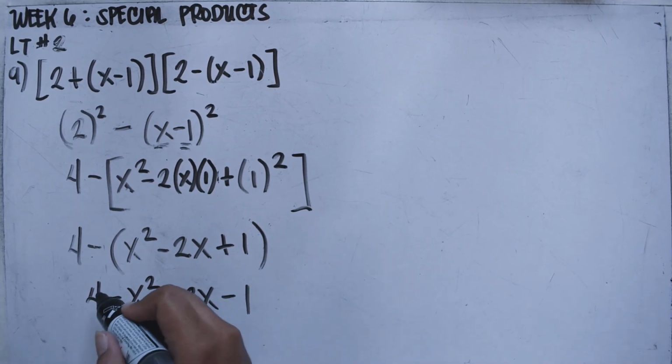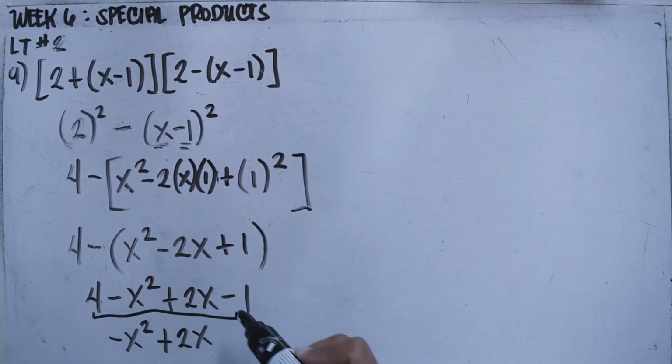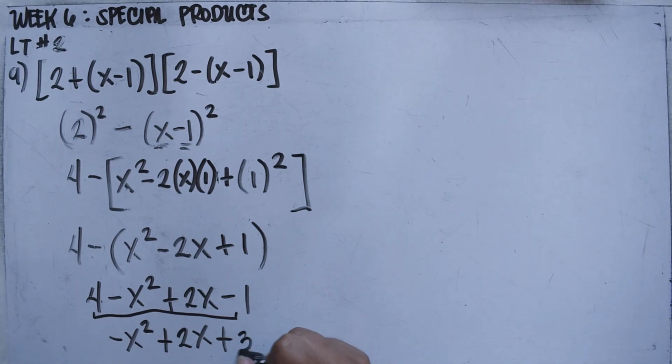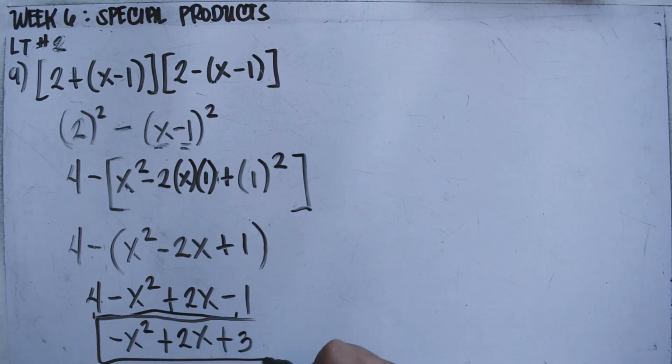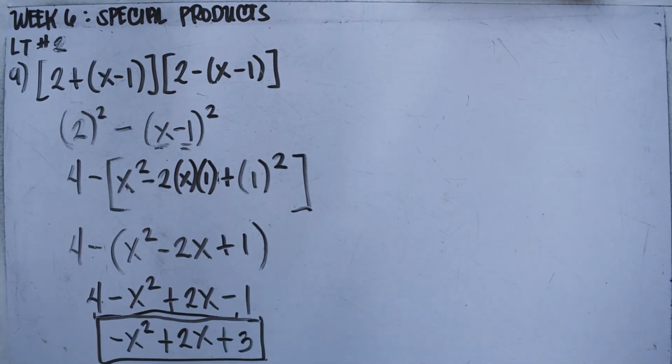Now, ang may like term lang is yung ating constant which is 4 minus 1. Tama? Kasi yan yung dalawang constant natin. So, 4 minus 1 is positive 3. So, therefore, dahil wala nang pwedeng i-combine dito, ito na po yung magiging final answer natin sa number 9. So, we have negative x squared plus 2x plus 3.